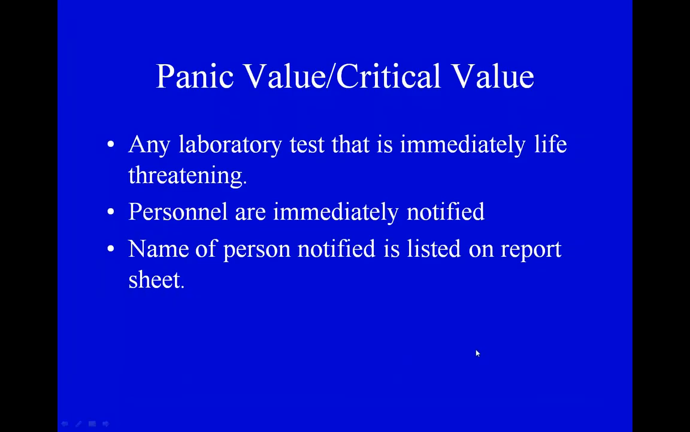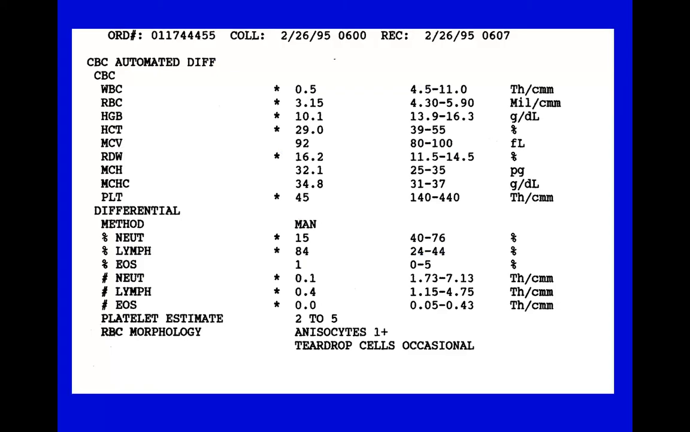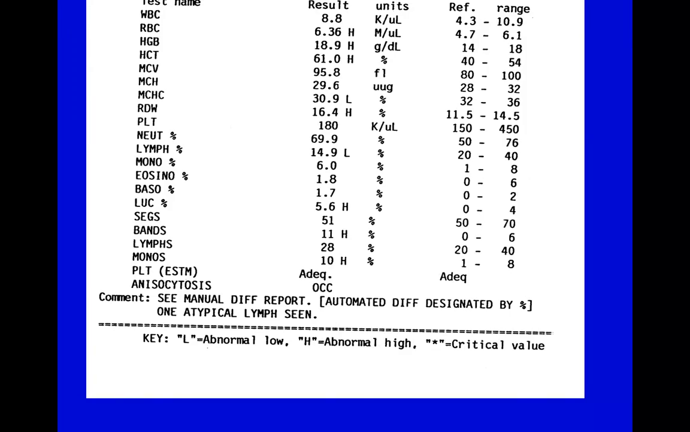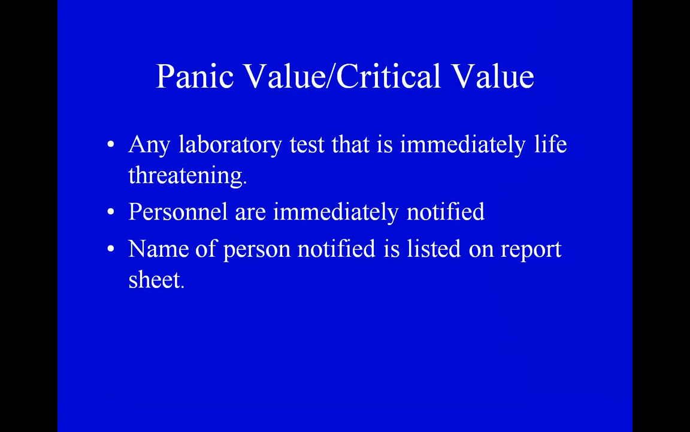The other thing I want to take a minute to talk about is this panic value or critical value. So we're talking about it in reference to white blood cells, but it's any laboratory test that is immediately life-threatening. And when we have that, they're not just going to rely on a computer to get the results up there. They're going to send an immediate report, and they're going to list the person's name that was notified of that result. So the lab is going to call up, they're going to talk to a live person and say, we have an immediately life-threatening or a panic value.